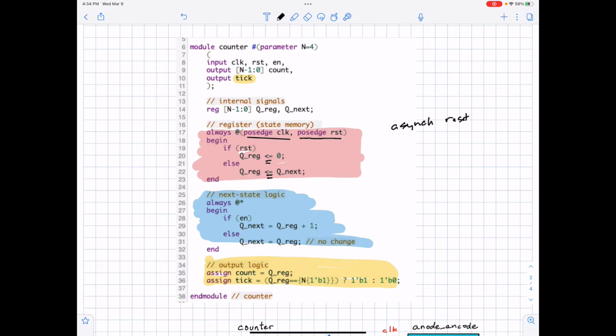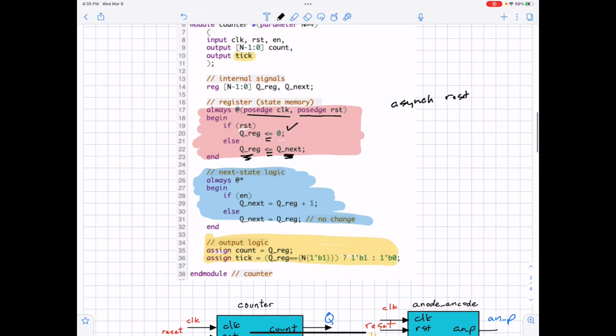Okay, so here's the logic on this. If reset is equal to 1 on the positive edge, we run the sensitivity list. If reset is equal to 1, the counter value goes back to 0. Otherwise, the updated memory is coming from the next state logic, Q next. All right, so that's the role of the next state logic, is to implement the value of Q next. So you see Q next here, it comes from this block. Q next is updated in this block.